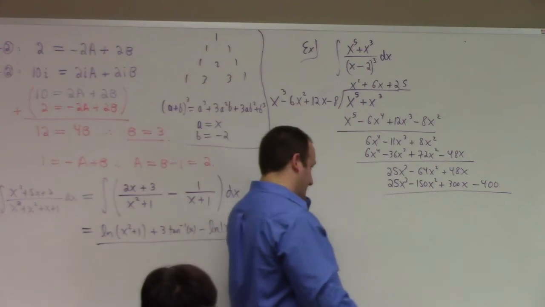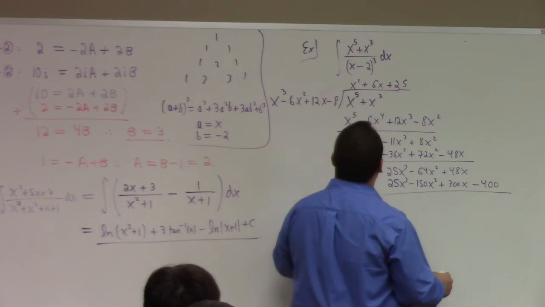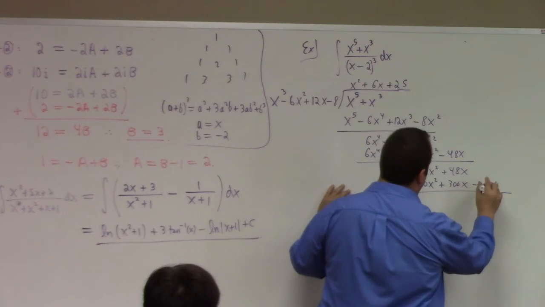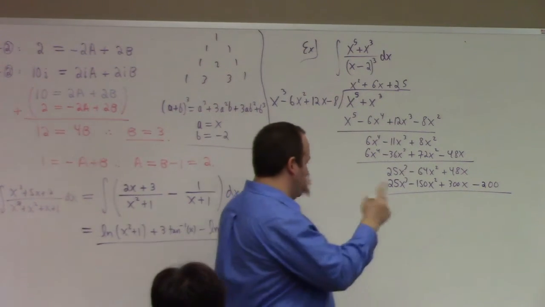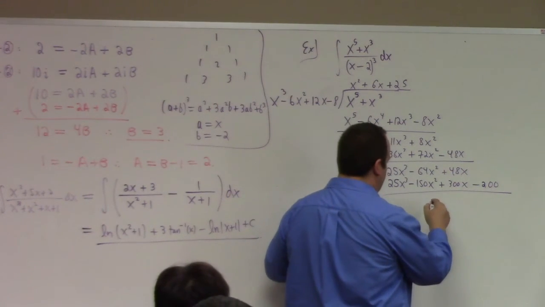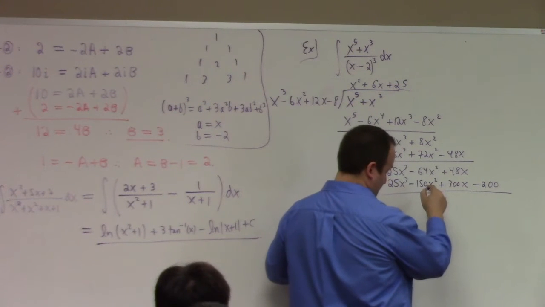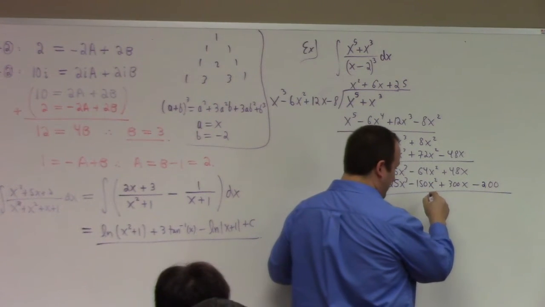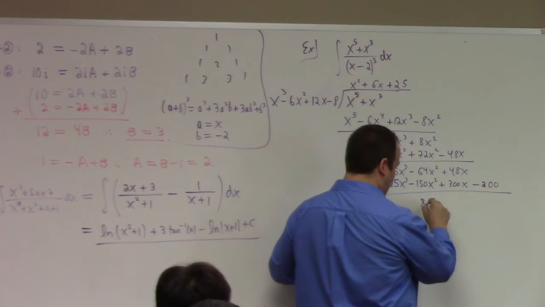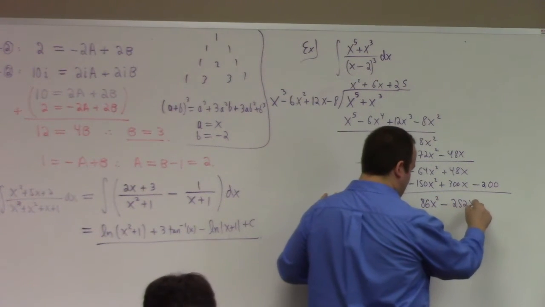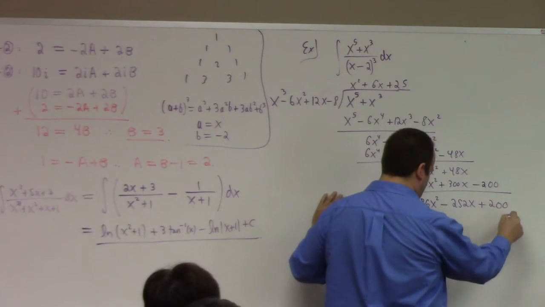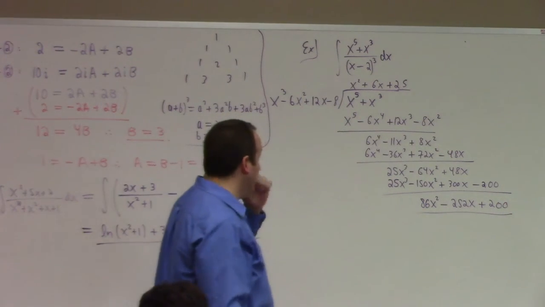At least you can take out 25. Oh, 200? Oh, yeah. Sorry. I can't do math. So then at least we're done now, right? So this is what? Is that 86? Oh, no, you can't take it. 86x squared minus 252x plus 200. Yay.